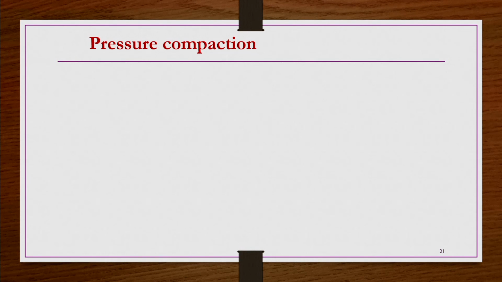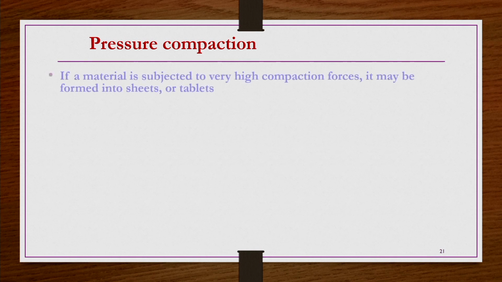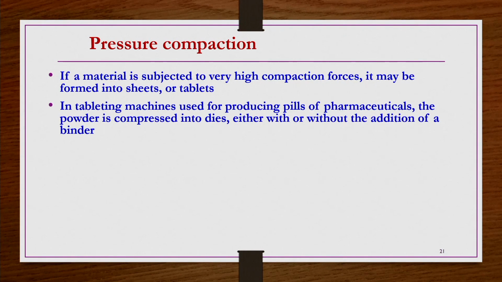Then the last one is the pressure compaction method. It is very much used in pharmaceutical industries for size enlargement. If a material is subjected to very high compaction forces, it may be formed into sheets or tablets. In tableting machines used for producing pharmaceutical pills, the powder is compressed into dies, either with or without the addition of a binder, as per the requirement of the active ingredient of the fine powder that we have taken.